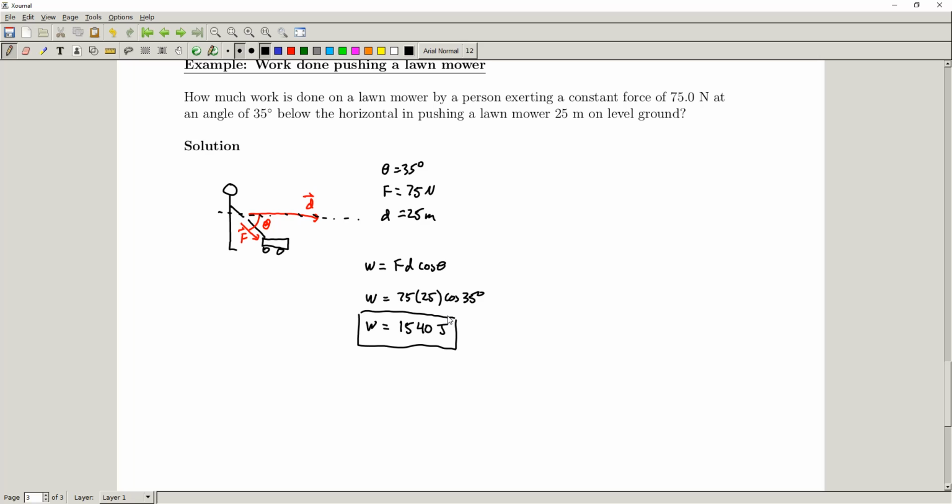Okay, and it's important to think about these quantities of work sort of like we think about forces, right? It's important what the systems are and how they interact with each other, right? So in this case, there's work being done by the person on the lawnmower, and the amount of work done by the person on the lawnmower is 1,540 joules.